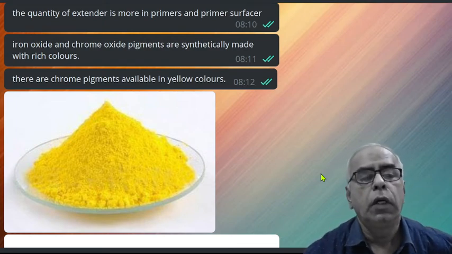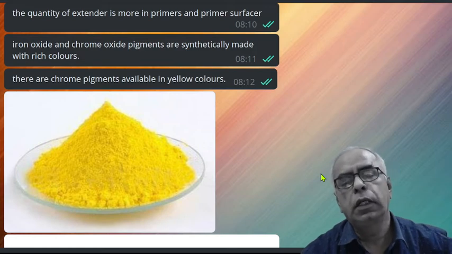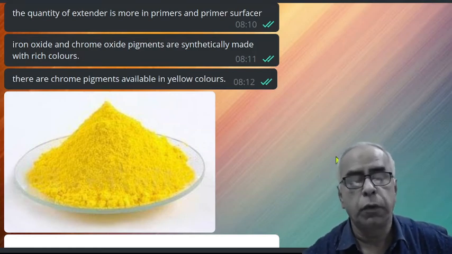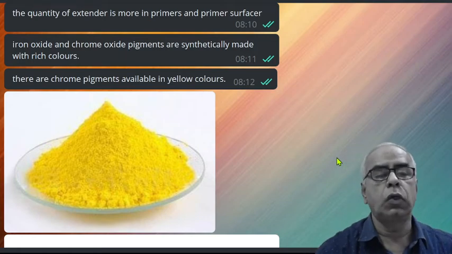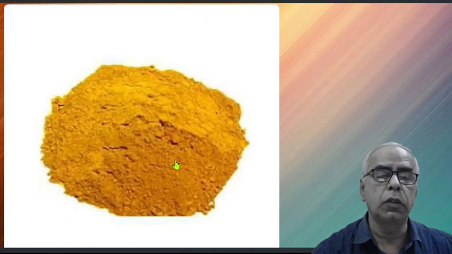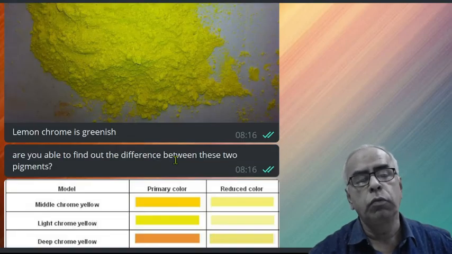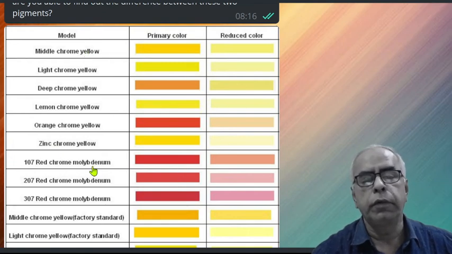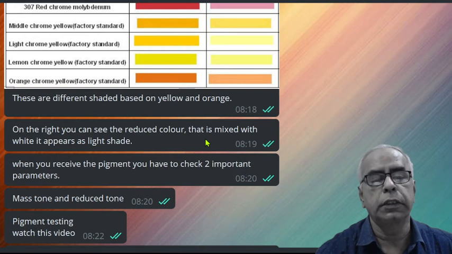And there are some iron oxide and chrome oxide pigments. They are synthetically made, with rich colors. For instance, chrome yellows are very popular. We have lemon chrome, middle chrome, then scarlet chrome. We have various colors, and these are all different yellow pigments, okay, with different orange tones, etc.